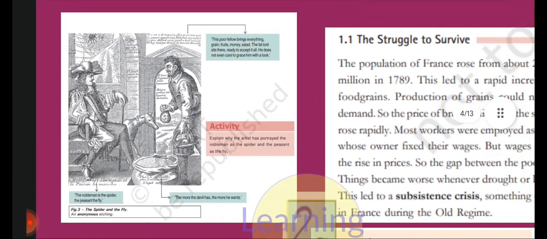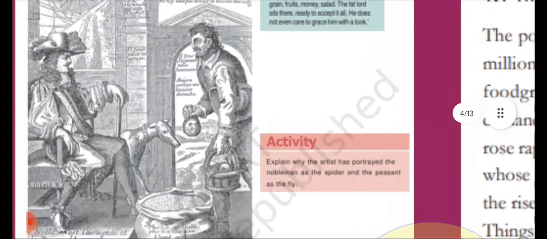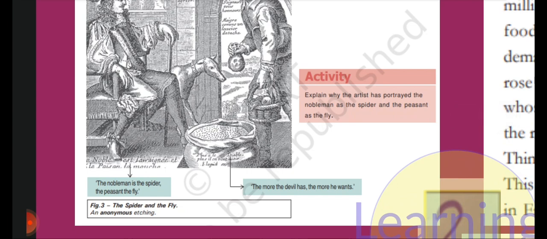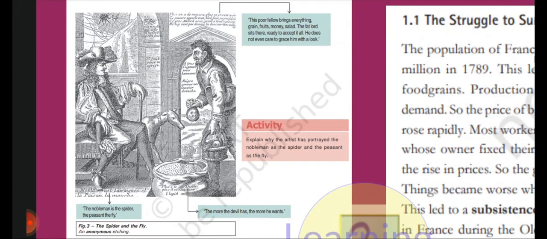So you can see here a figure, and you can see here two people interacting. So what does this say? Figure 3, the spider and the fly. An anonymous etching. The nobleman is the spider, the peasant is the fly. The more the devil has, the more he wants. This poor fellow brings everything: grains, fruits, money, salad. The fat lord sits there ready to accept it. He does not even care to grace him with a look.